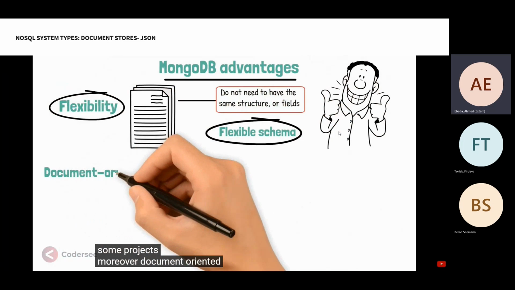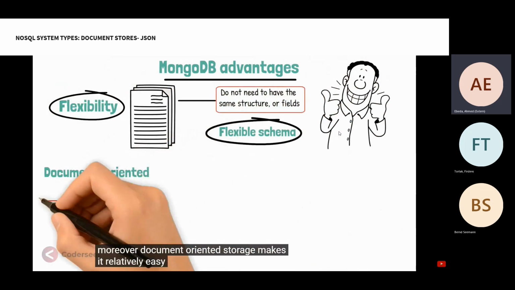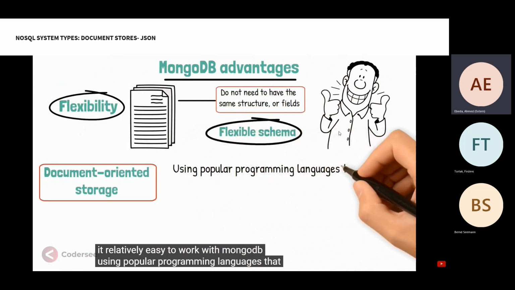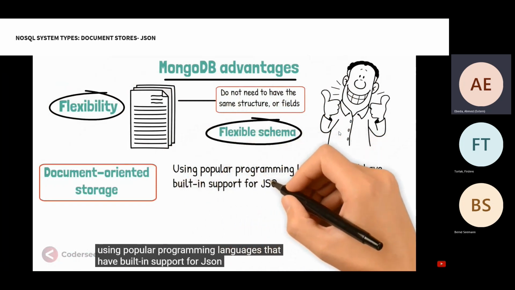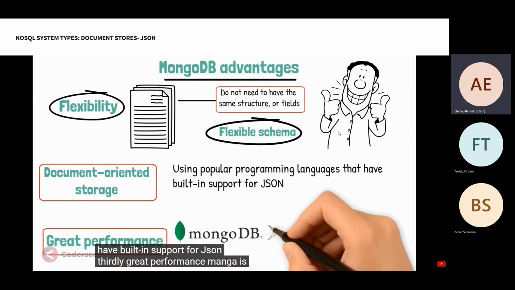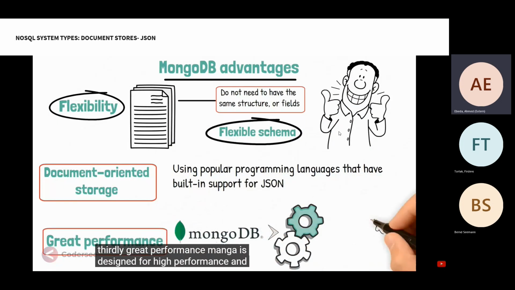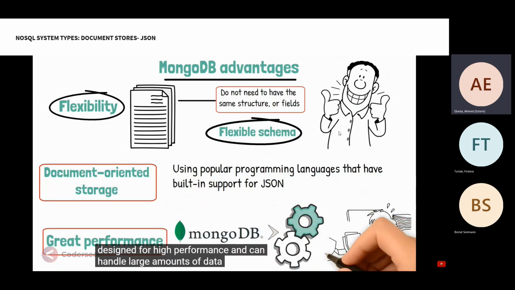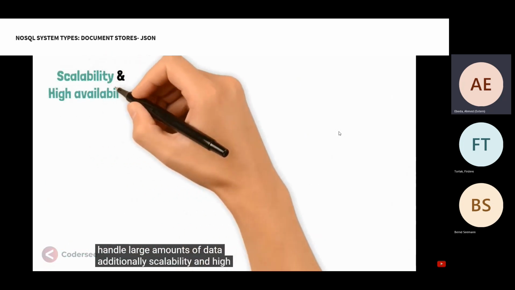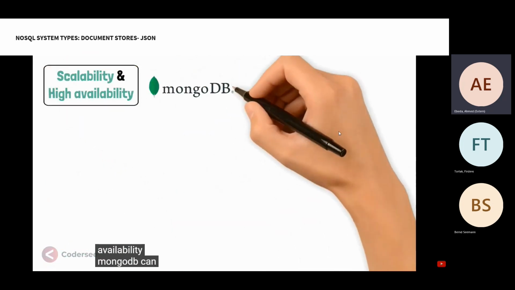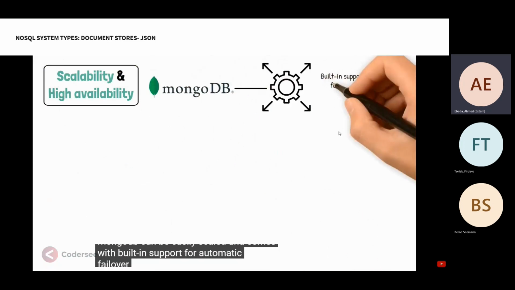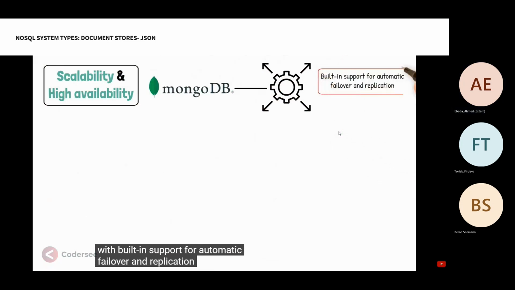Moreover, document-oriented storage makes it relatively easy to work with MongoDB using popular programming languages that have built-in support for JSON. Thirdly, great performance. Mongo is designed for high performance and can handle large amounts of data. Additionally, scalability and high availability. MongoDB can be easily scaled and comes with built-in support for automatic failover and replication.